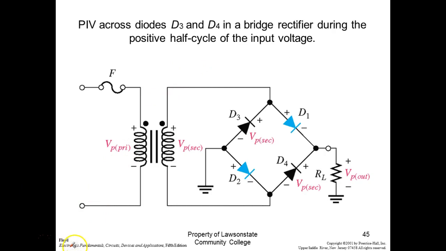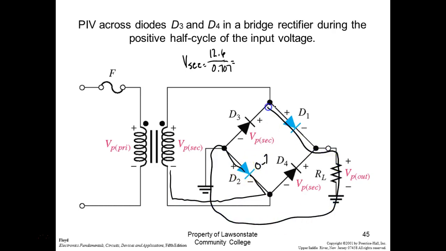So V peak secondary would be equal to 12.6 divided by 0.707, minus 1.4. That was because of the bridge that we did, right? Let's just follow this through. Here comes a negative. We come up through here, we lose 0.7 volts. It goes to the load, comes back up through here, and we lose another 0.7 volts. So we lose 1.4 volts for the diode drops.